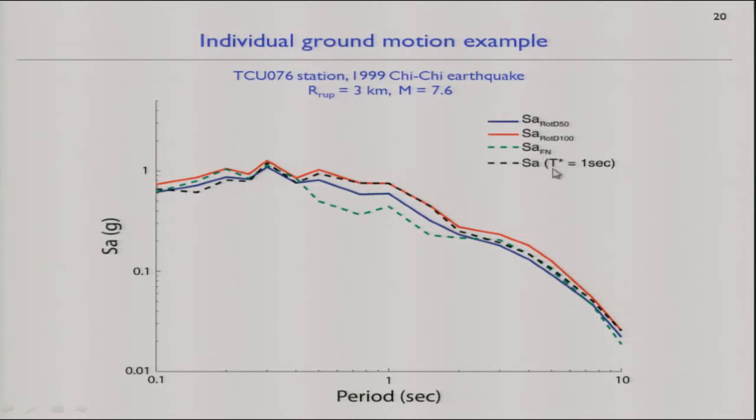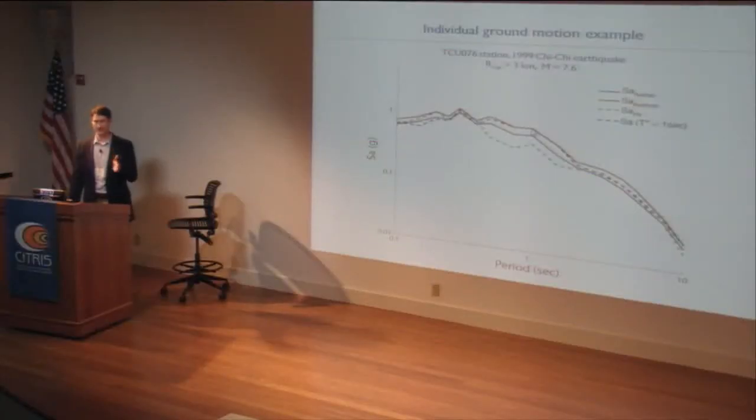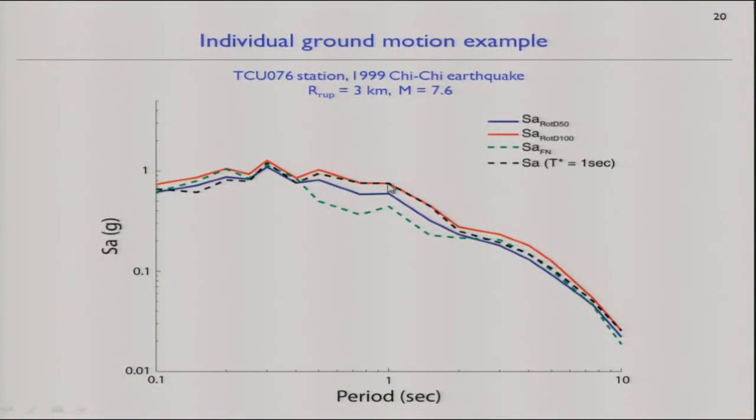Another way to look at this: instead of picking the fault normal orientation, here we pick the orientation at which the 1 second oscillator will respond at its maximum amplitude. So at this 1 second period, this dashed black line is exactly equal to the RotD100 response spectrum by definition. But as we move to another period, we don't switch orientations to find the RotD100. We just keep that fixed orientation. So you can see that at other periods, because the RotD100 orientations vary period by period, that spectrum is going to be lower than the RotD100 response spectrum in general. Those are different things you could compute.